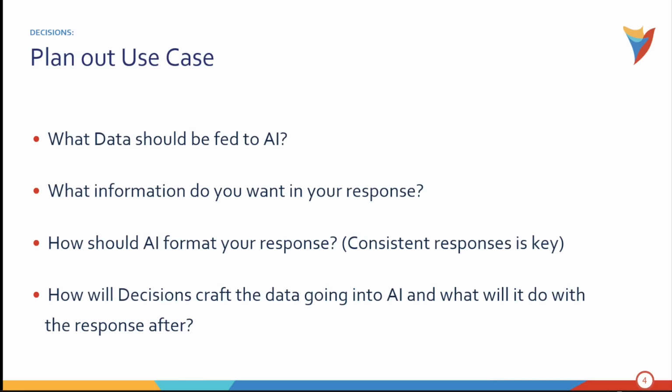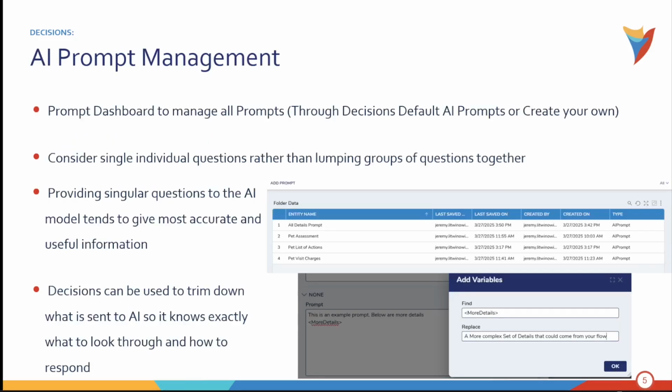What role does Decisions play in all this? Is Decisions going to help you craft the data going into the AI? Is Decisions then going to parse out everything that comes out of the AI? How exactly are you utilizing that as well? Because not only would you be using Decisions to connect with the AI, but you may be doing everything before and after it as well.